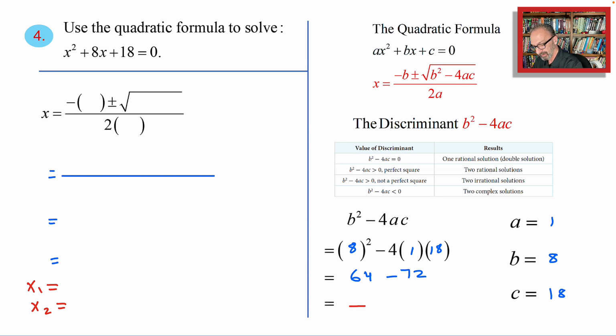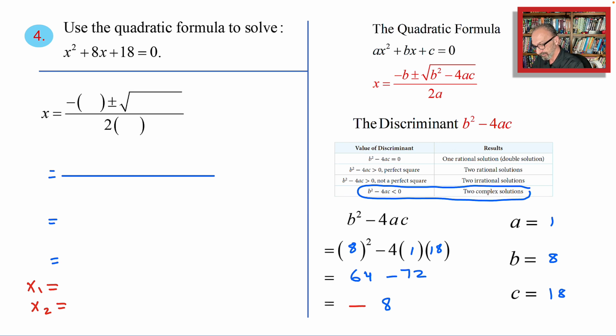negative 8. Negative 8 is a negative number, which means we're going to end up with the last case, and that is two complex solutions because of the imaginary number that's going to show up from the square root of negative 1.